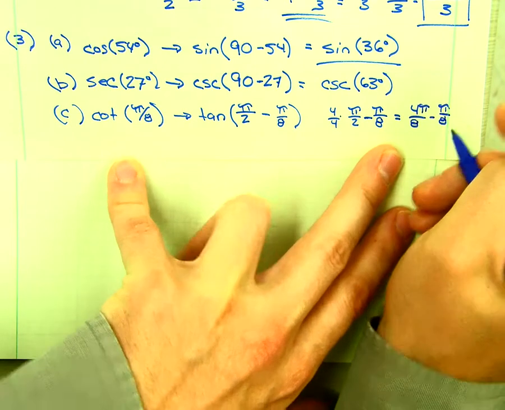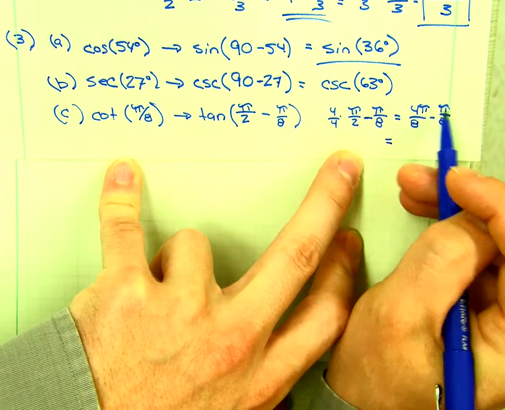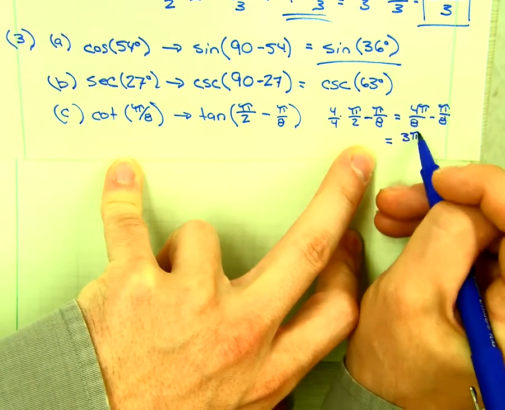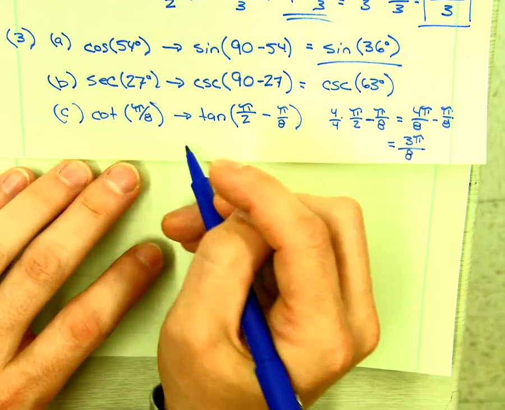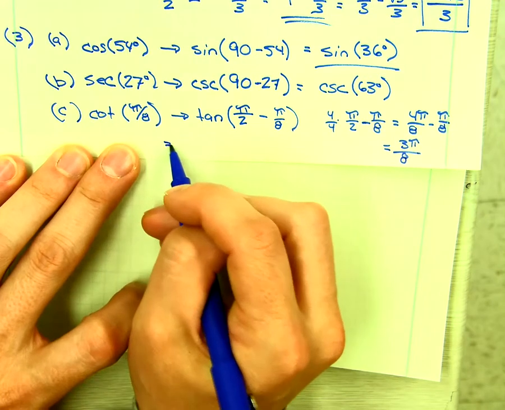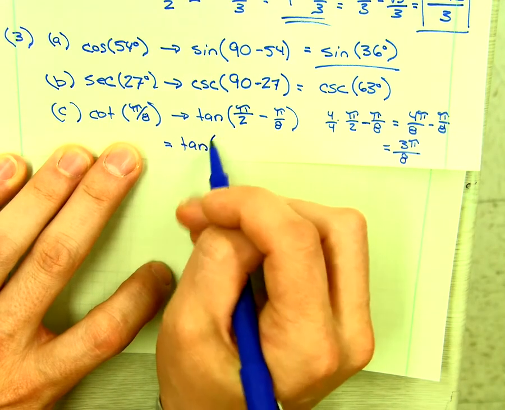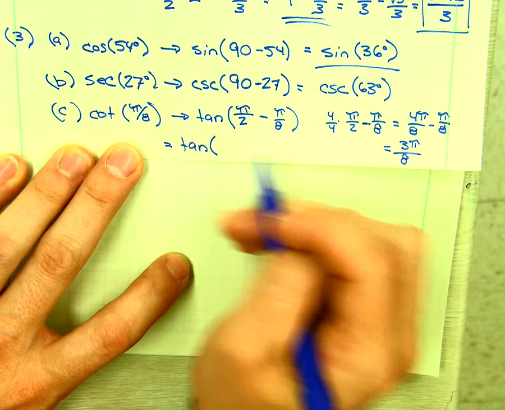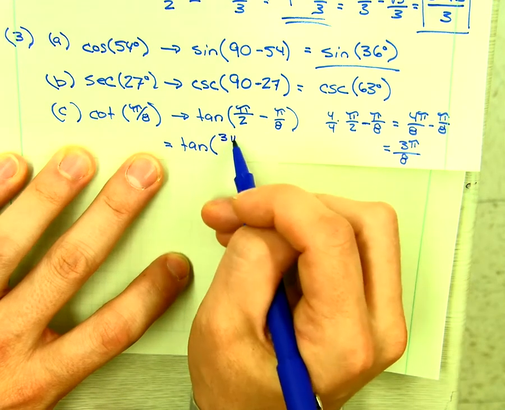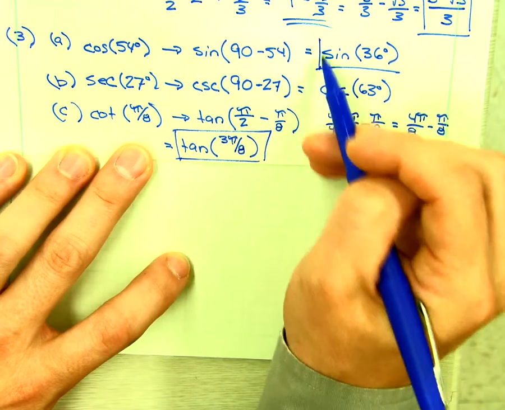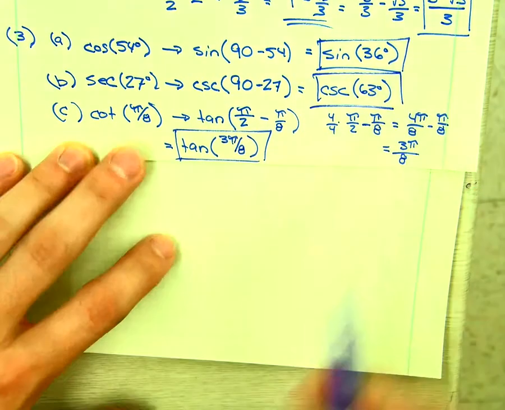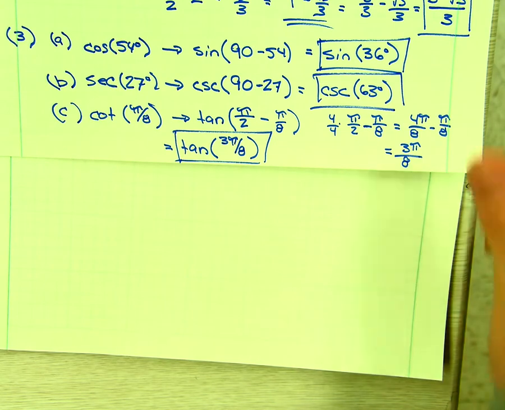Running out of room here a little bit, but this is just going to become 4 pi minus pi, which is going to be 3 pi. And the whole bottom is just going to be 8. Fantastic. So my cotangent of pi over 8 becomes my tangent of not just pi over 2 minus pi over 8, but we can simplify that, rewrite it as 3 pi divided by 8. Once again, 100% correct answers right here, impressing my college professors. Awesome. Problem number 3, done. Let's move on. Problem number 4.